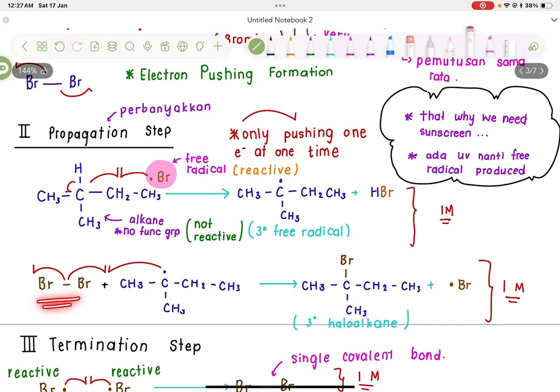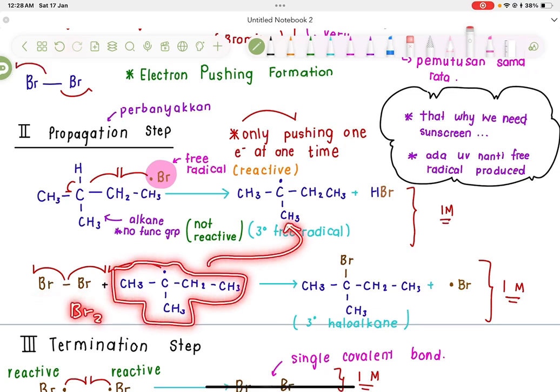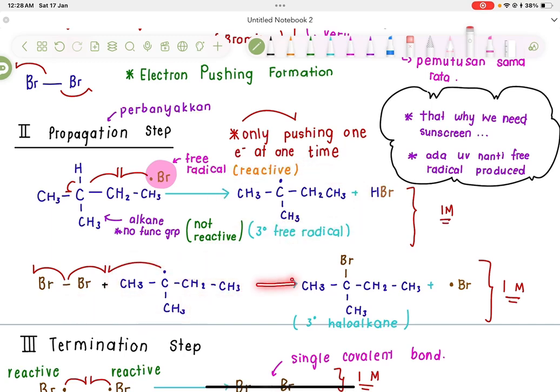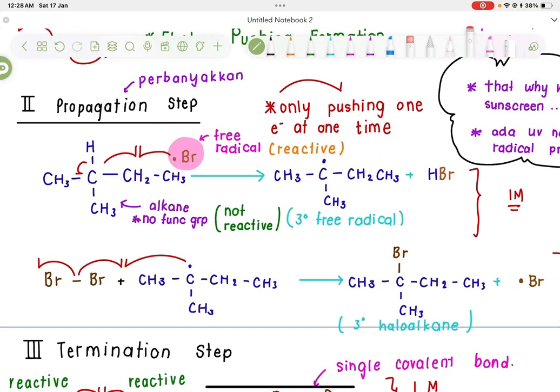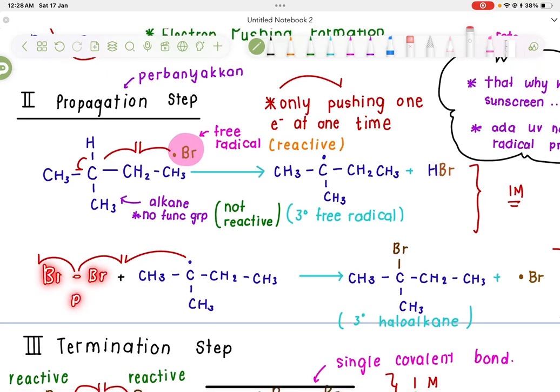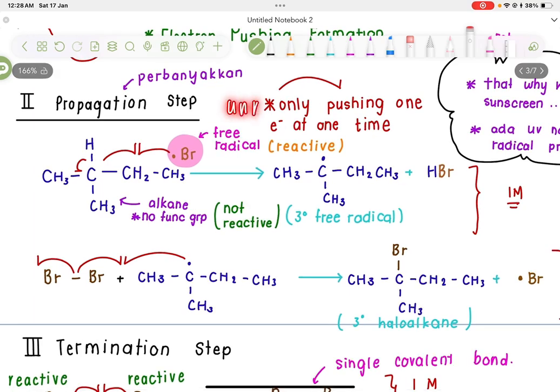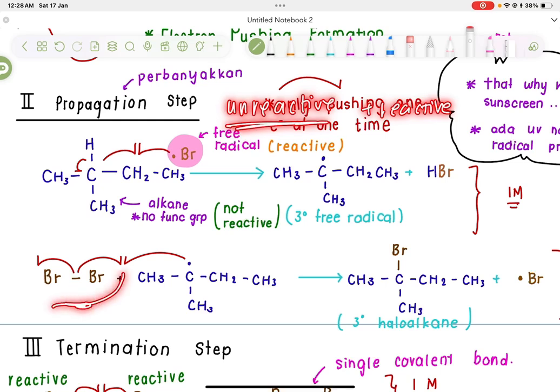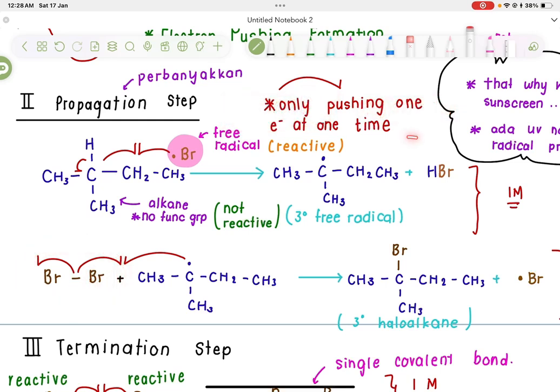So it's the same thing over here. We take the Br2 and we react it with our product from here, thus producing again this one and our haloalkane. If you are wondering why we used Br free radicals over here and Br2 over here, it's because, as I said earlier, we need to react unreactive with reactive. Thus, the reactive one in this case is this one, and the reactive one here is this one.